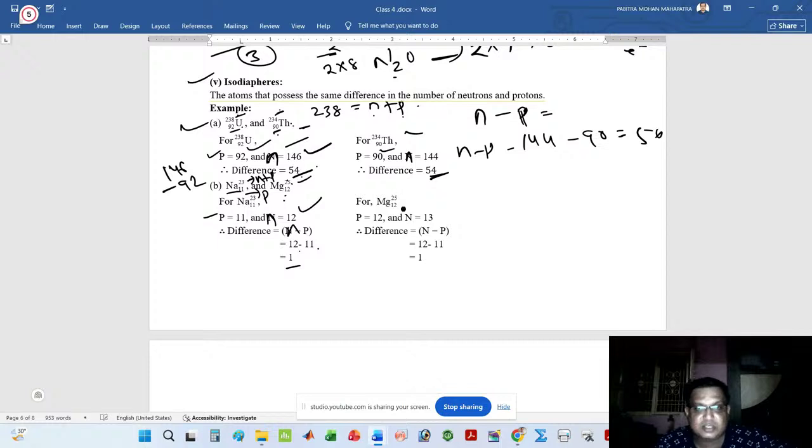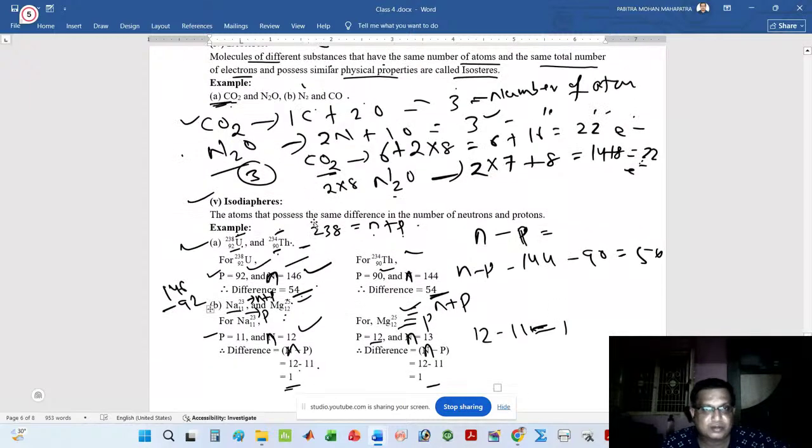Think about Mg 12 25. 12 is the P, 25 is the N plus P. Put the value of P here, then you will be able to find N is equal to 13. Then n minus p, so 13 minus 12 is equal to 1. Look at that, the difference in both cases, Na 11 23 and Mg 12 25, is the same, that is 1. So these are said to be isodiaphers.